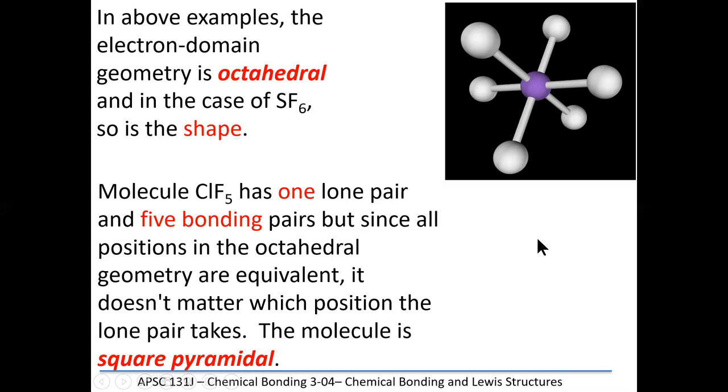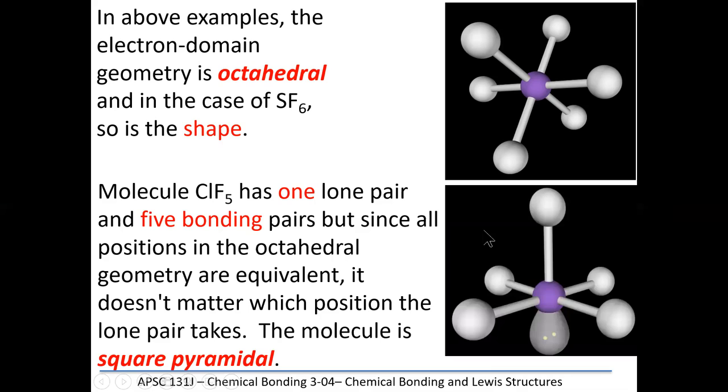ClF5 has 1 lone pair and 5 bonding pairs. That's the square pyramid I was talking about, this one. Again, we can count the number of electrons the central atom supplies, 2, 3, 4, 5, 6, 7. So it's going to be a halogen bonded to 5 other halogens. It's a square pyramid shape. Electron geometry would be octahedral.